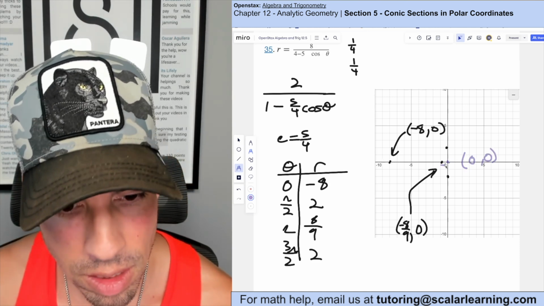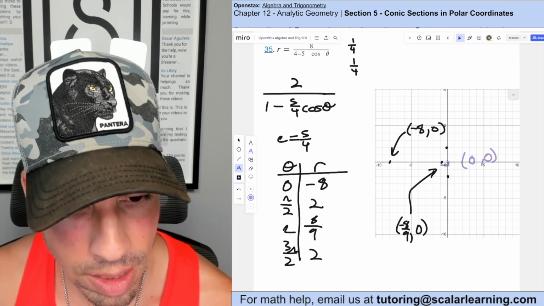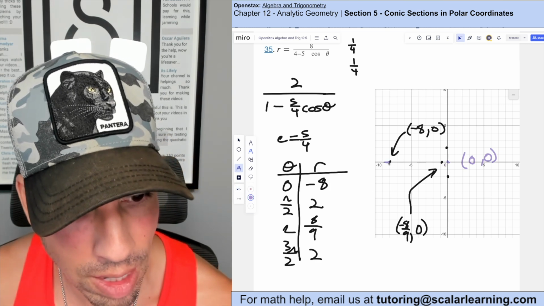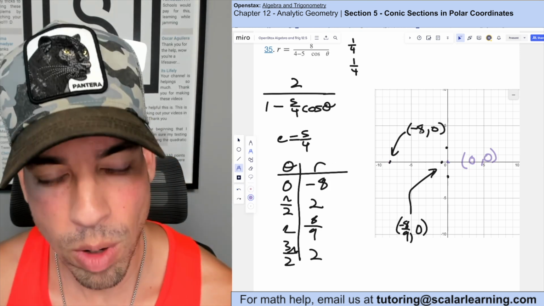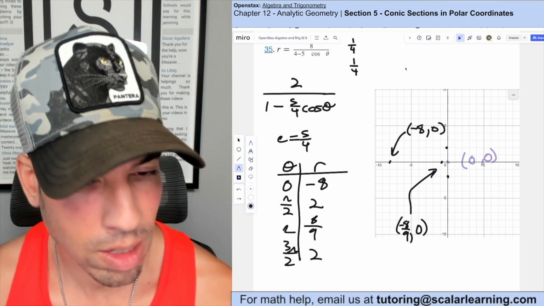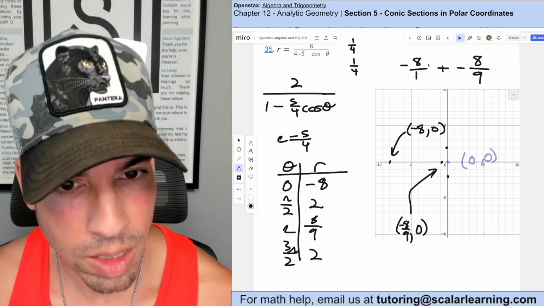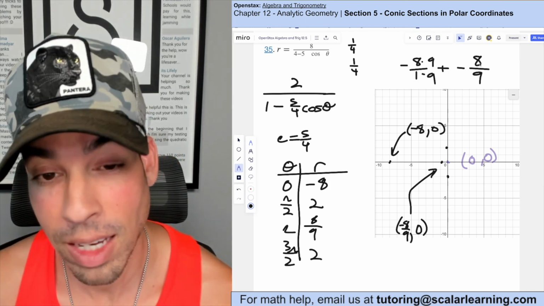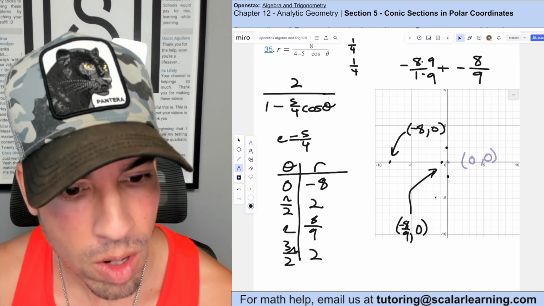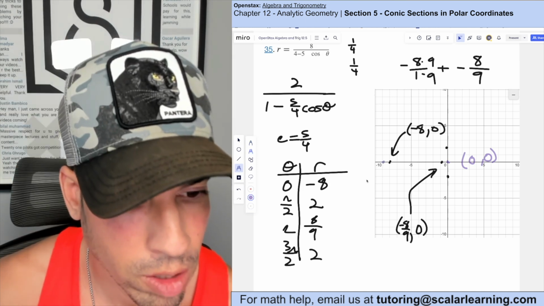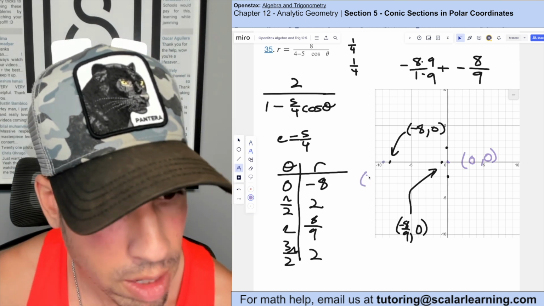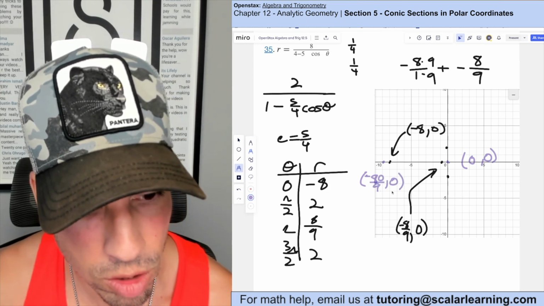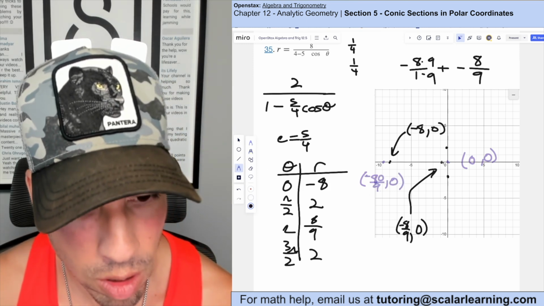Well, we can see the distance right here is 8/9 away. So it's going to be the same kind of thing, 8/9 in this way. Or the way we can think about it is -8 plus -8/9. To get common denominators, multiply by 9, that's -72 plus -8, which is -80 over 9. So that's right about here, and there's our other focus, -80/9, 0.